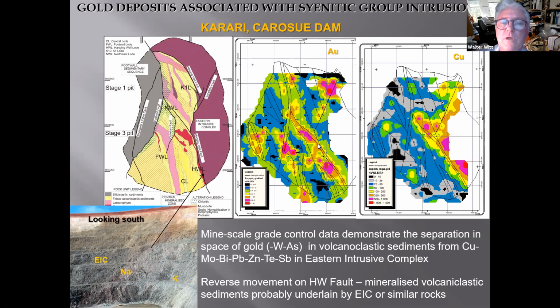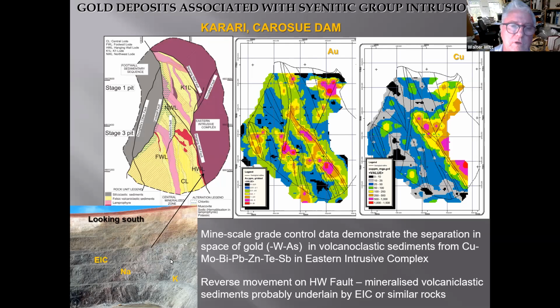The maps on the right show the distribution of gold, which is also close to the distribution of tungsten and arsenic in the central mineralized zone, and the enrichment of virtually all other pathfinder elements, copper, moly, lead, bismuth, zinc, tellurium, antimony, in the Eastern intrusive complex.